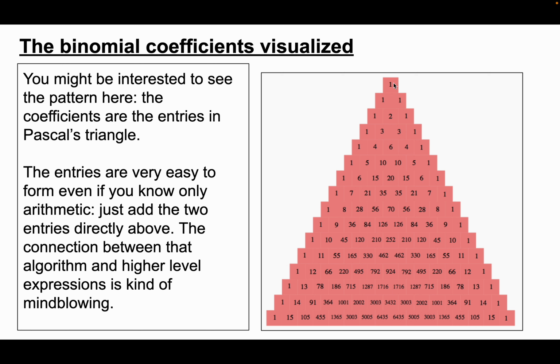So 0 and 1 is 1, 1 and 0 is 1. Then here we would say, okay, 1 and 1 is 2, 1 and 0 is 1, 1 and 0 is 1, 1 and 2 is 3, 2 and 1 is 3, and then the edges are always 1. 1 and 3 is 4, 3 and 3 is 6, 4 and 6 is 10, 4 and 1 is 5. I'm just picking some randomly. 56 and 70 is 126, 126 and 84 is 210, etc. So you can form this triangle, and you may have done this in an early math class. But note that these are also actually the binomial coefficients.